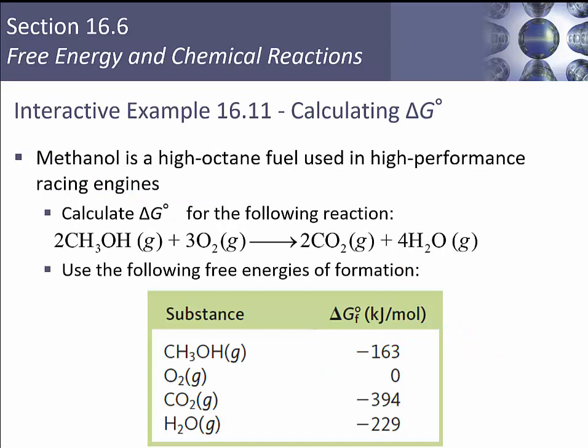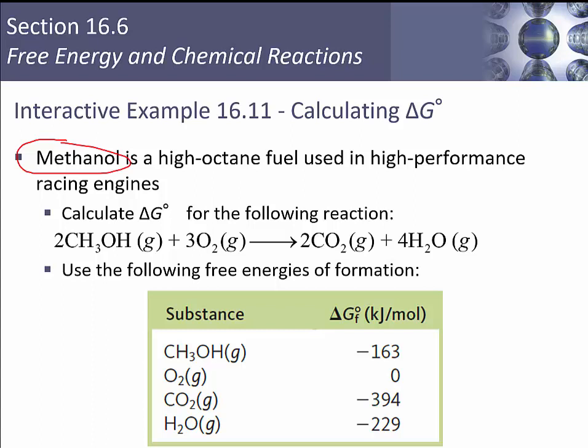Let's look at another example. Methanol is a high-octane fuel used in high-performance racing engines. If you've ever been to a monster truck rally, they're going to be using methanol as their fuel. We're going to calculate the delta G, or free energy, for the following reaction: 2 CH3OH, that's methanol, plus oxygen gives us CO2 and H2O, our standard combustion products.